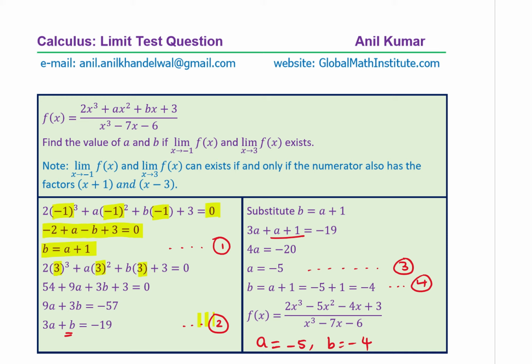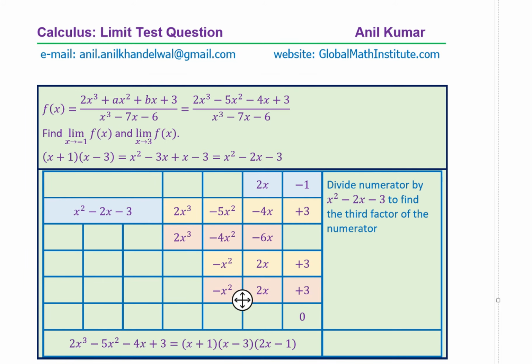Correct? Now let's further factor the numerator. We have already factored the denominator. So what we can do here is divide the numerator by x squared minus 2x minus 3. How did we get this x squared minus 2x minus 3? Well, x plus 1 times x minus 3 is the factor. So when you expand, as we showed earlier, x squared minus 3x plus x minus 3 simplifies to x squared minus 2x minus 3.